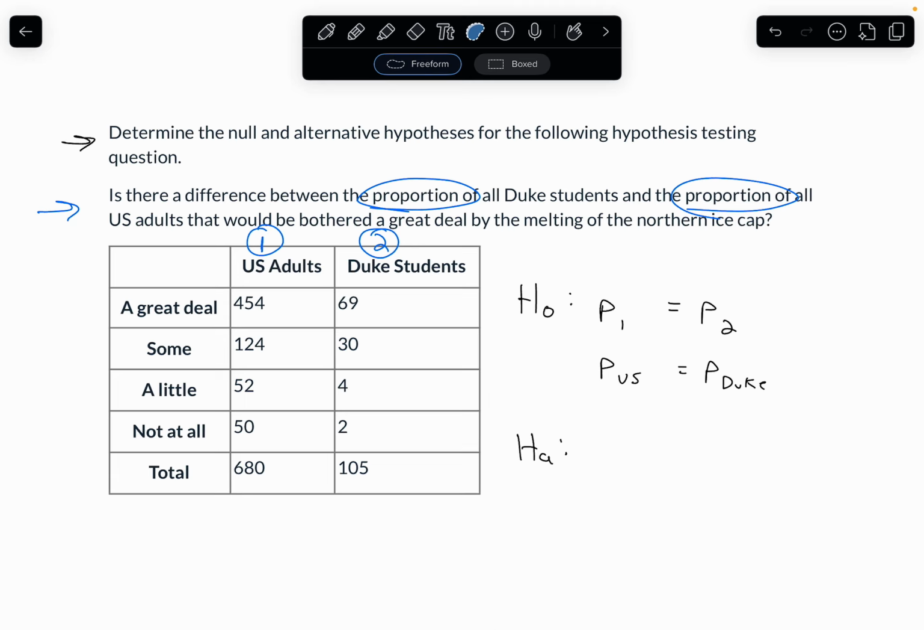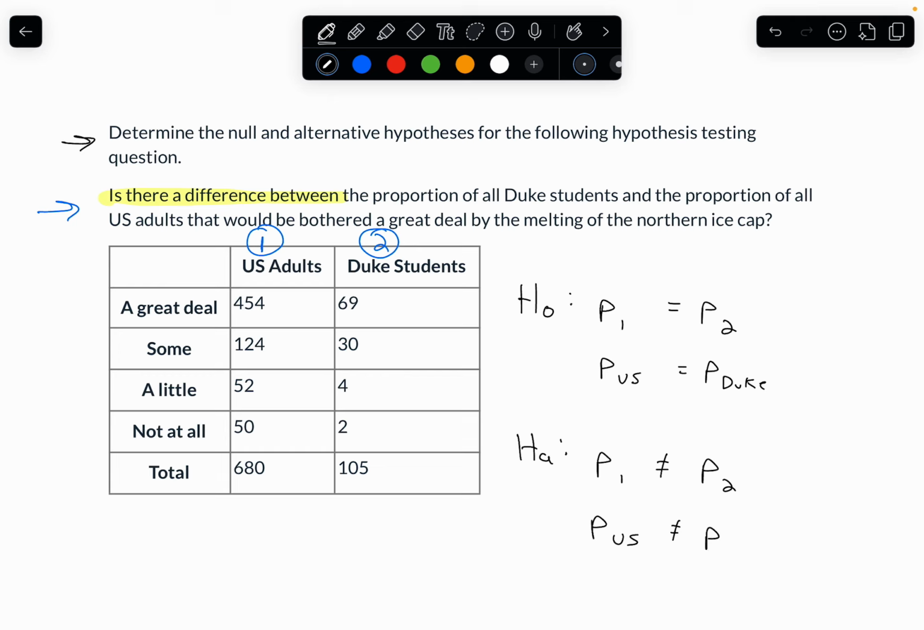So, of course, once we have that established, the alternative hypothesis is going to depend on the language that's being used. If I go back and read the question that's being asked here, it says, is there a difference between these two proportions? It's not claiming that one of these proportions is greater than the other. It's just saying, is there a difference? Which, of course, makes me think, oh, this is not a left-tailed test or a right-tailed test, but in fact a two-tailed test. So that means that proportion 1 will not be equal to proportion 2, or if you'd rather use this, P sub US is not equal to P sub Duke.